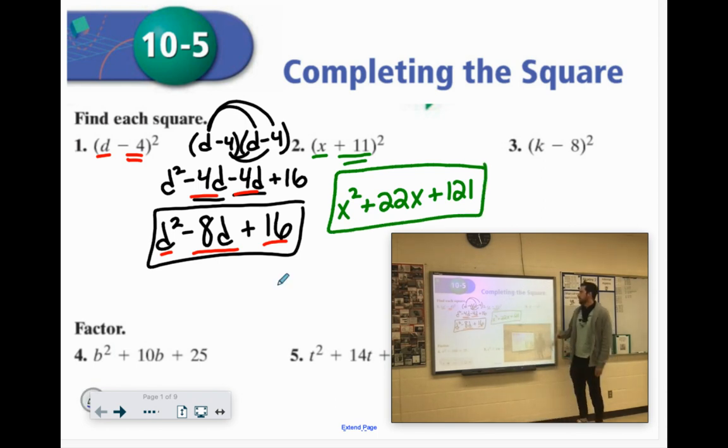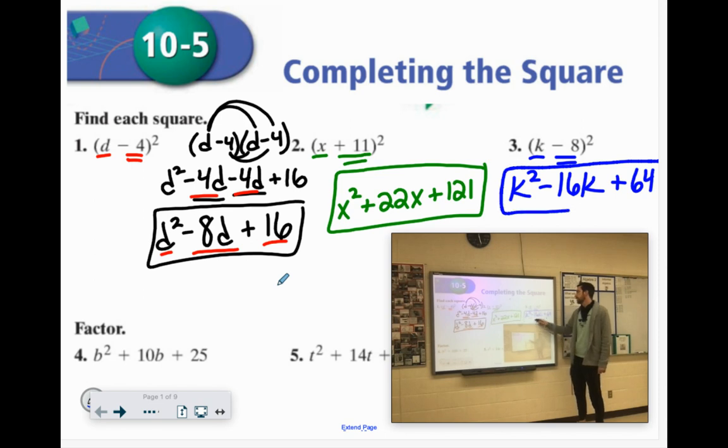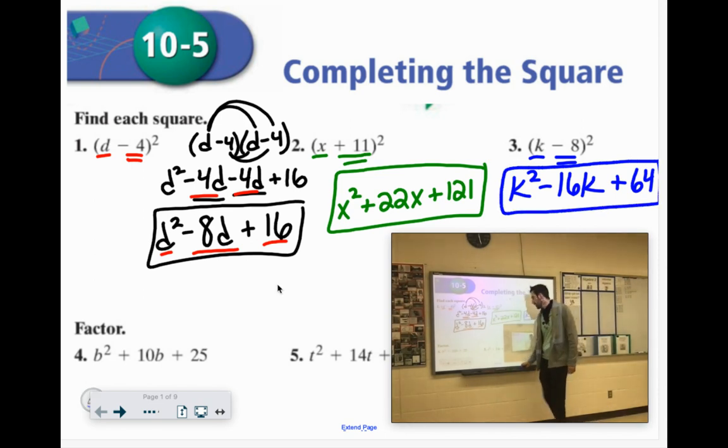So let's try that on 3. You square the first term. K times k is k squared. If you multiply these together, we'd have negative 8k, times 2 would be negative 16k. And then you square the last term. Negative 8 squared would be positive 64. The last term is always plus, because it's either positive times positive or negative times negative.